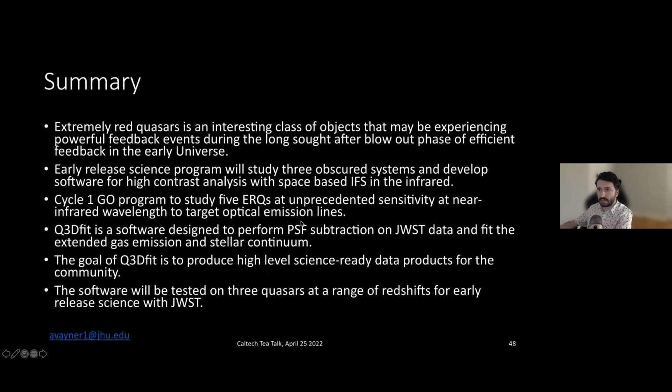So just to summarize here, extremely red quasars are an interesting class of objects that may be experiencing powerful feedback events during the long sought-after blowout feedback phase that we've been really trying to detect over the last decade or so. We have an early release science program that will study 3 obscured systems and develop software for high contrast analysis with space-based IFS observations.